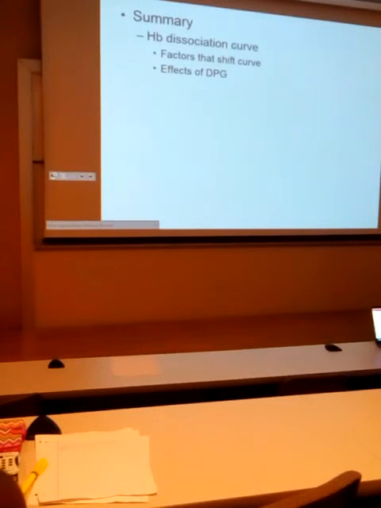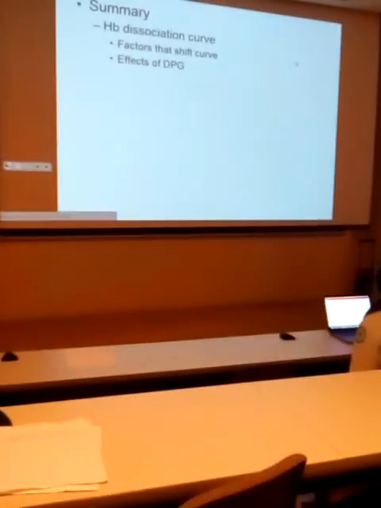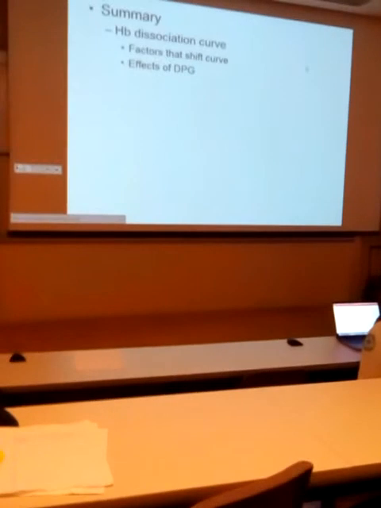We spoke about the hemoglobin dissociation curve. We said that hemoglobin saturation depends primarily on the partial pressure of oxygen. The higher it is, the more oxygen is found. The lower it is, the less oxygen is found.